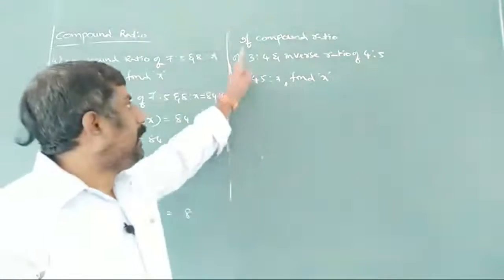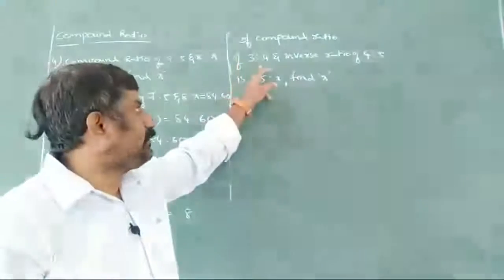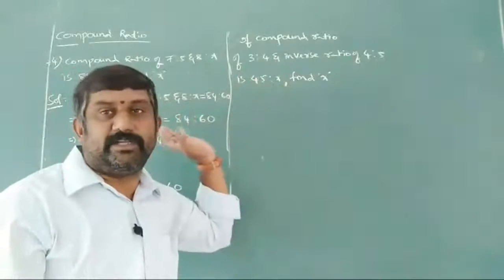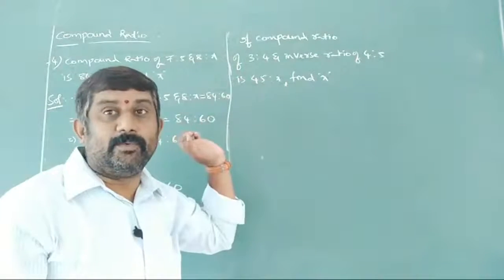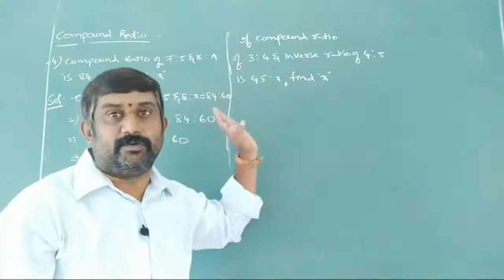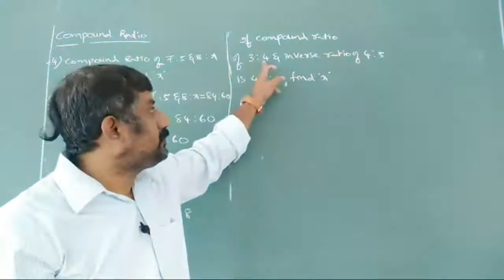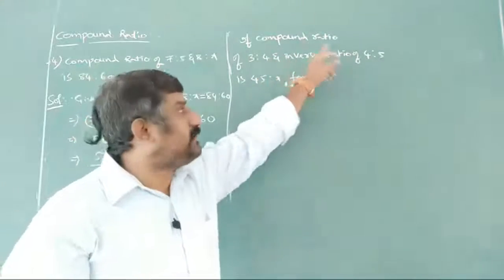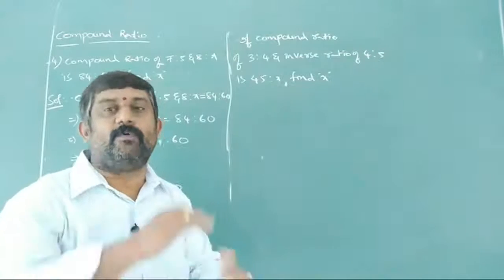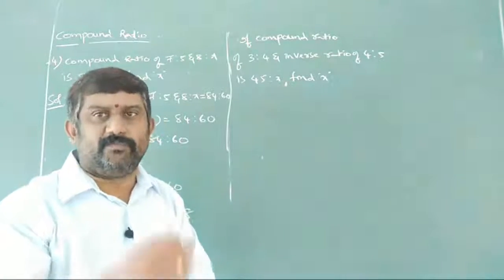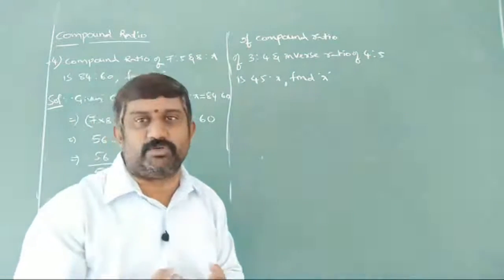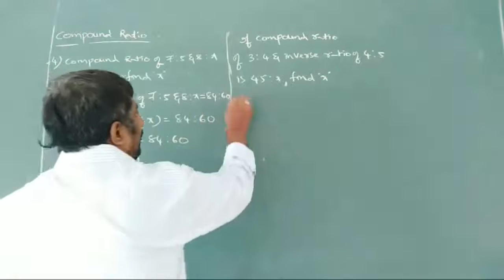Next problem. Compound ratio of 3 is to 4 and inverse ratio of 4 is to 5 is 45 is to x. Now a new thing came here. Up to now directly compound ratios we took, but what is it saying here? 3 is to 4 and inverse ratio of 4 is to 5. Inverse ratio of 4 is to 5, what will be the inverse ratio? In reverse, 5 to 4, nothing but 5 is to 4 we will get here.